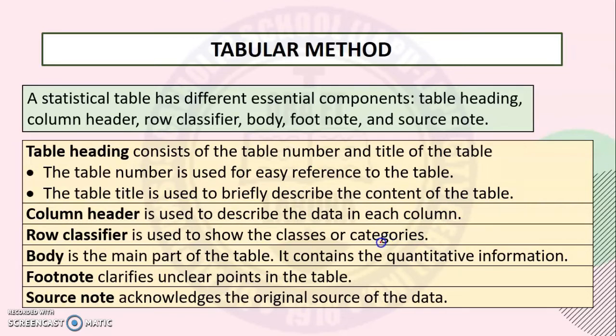Column header. It is used to describe the data in each column. Row classifier. It is used to show the classes or categories. Body. Body is the main part of the table. It contains the quantitative information. Footnote. It clarifies unclear points in the table. And last is the source note. It acknowledges the original source of the data.